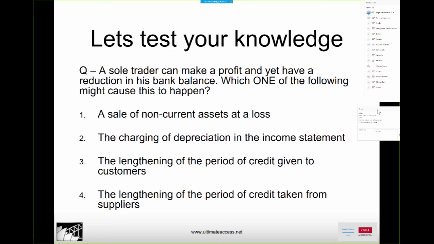Vishali, what do you think? Michael says 2. Moses says 2. Read the question very well. A sole trader can make a profit and yet have a reduction in his bank balance. Which one of the following might cause this to happen? So this means the bank balance has reduced. Now think about it. Sale of a non-current asset at a loss. Will it reduce the bank balance?